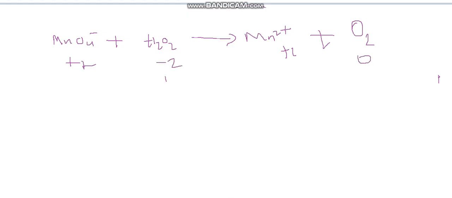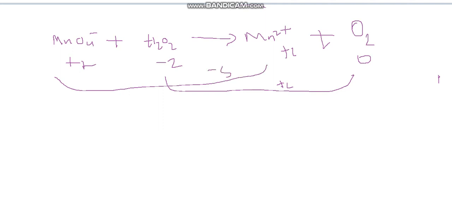Here it is 0. So here +2 oxidation. Here you can see -5 reduction. So -5 is multiplied by 2, +2 is multiplied by 5. So 5 and 5. So this is multiplied by 2 and 2. Now we have to see the charge balancing. This side you have -2 charge. This side you have +4 charge.